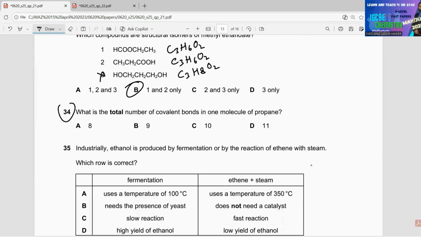What is the total number of covalent bonds in one molecule of propane? Propane is the third member of the alkane family. Propane, the third member, the formula is C3H8. So total number of covalent bonds. This is the displayed formula of propane. 1, 2, 3. Now I'm saturating each carbon atom. Now I'm putting hydrogen.